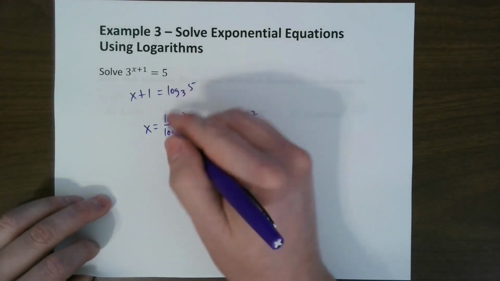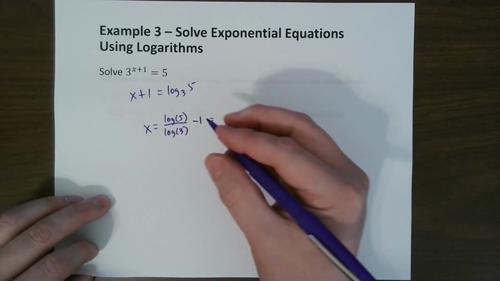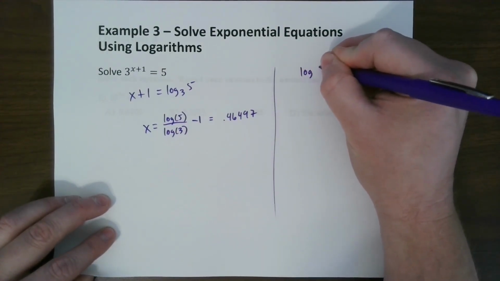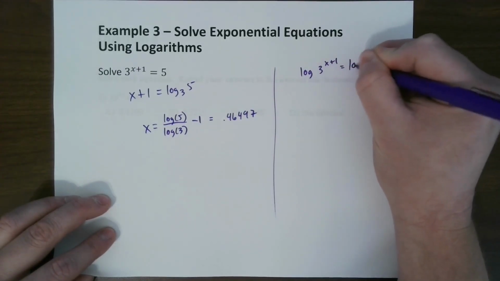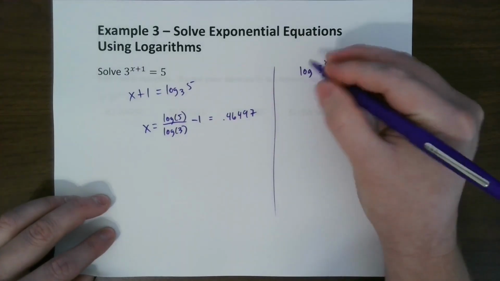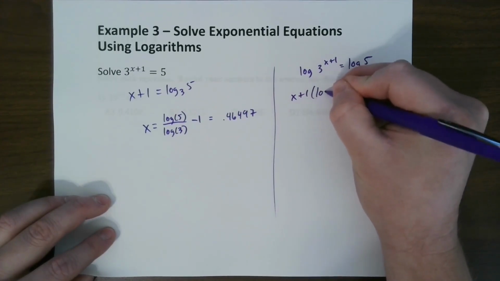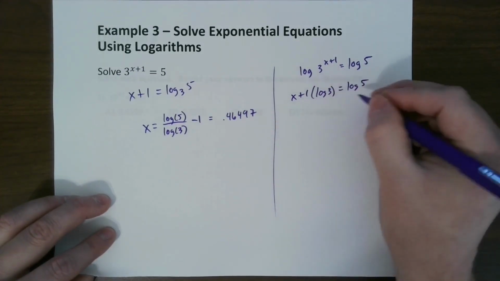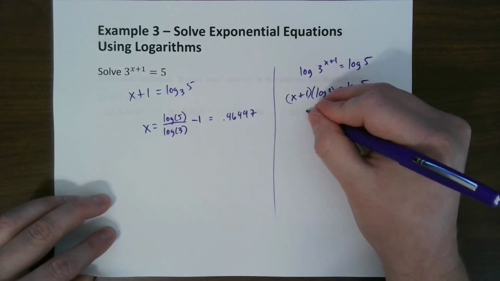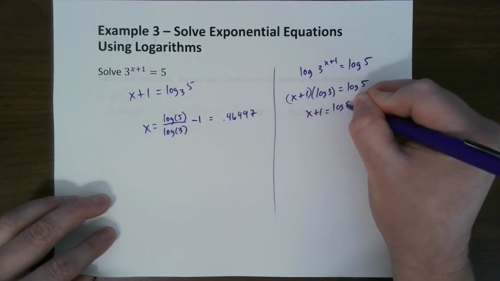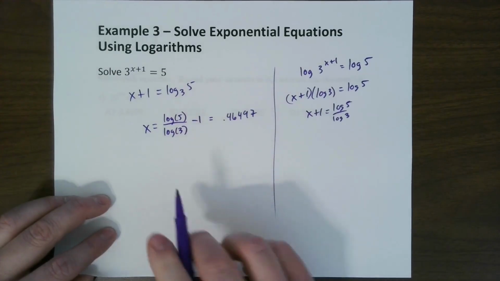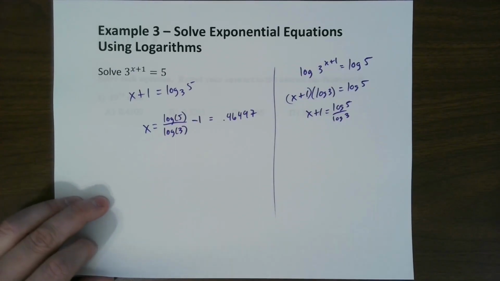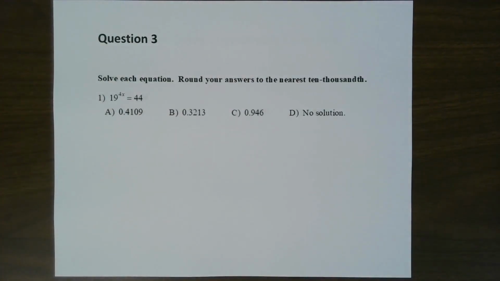Another way of doing it, if you want to skip this part, is you just log both sides. So let me show you that. So if we log 3 to the x plus 1, and then we log 5, we can move that exponent to the front. And then from there, we can divide by log 3, so we get x plus 1 equals log 5 over log 3. And then we just take it from there, just like before. But I think this is a little bit cleaner, and to me, it makes a little more sense. But go ahead and try this problem.